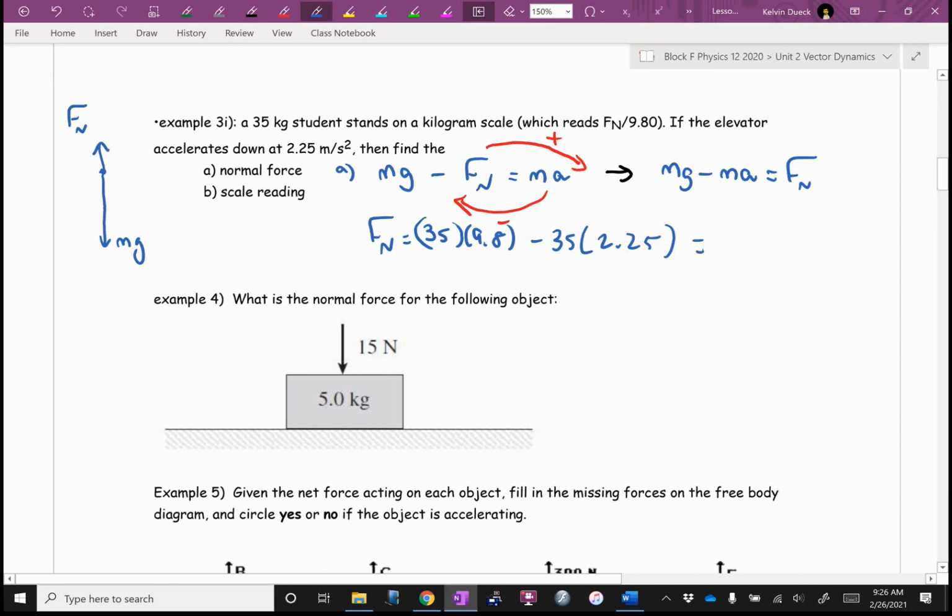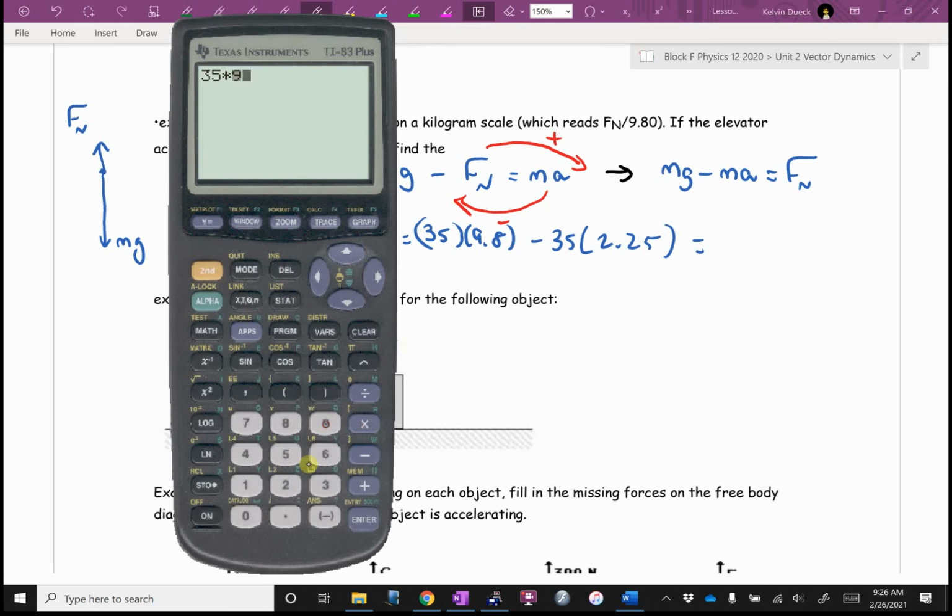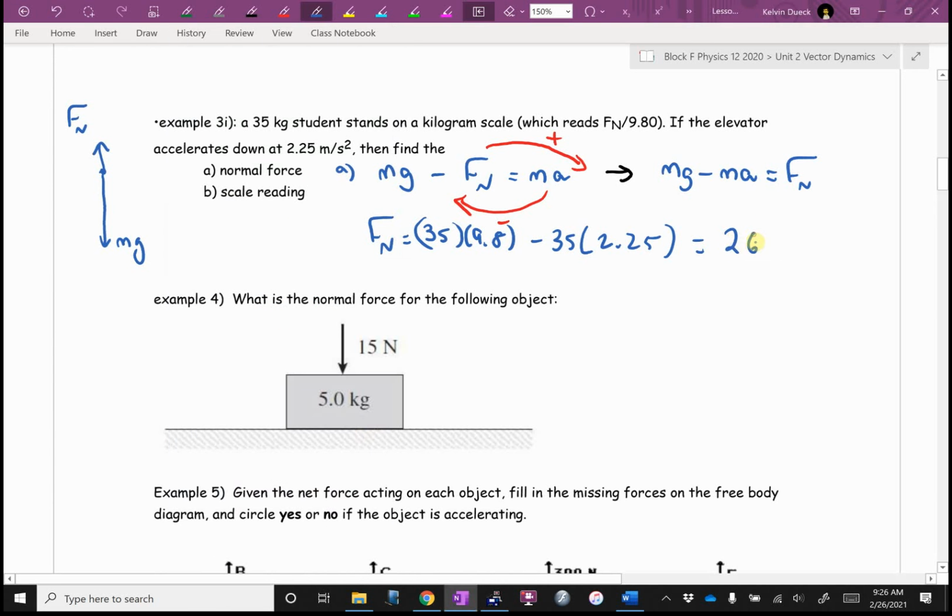In newtons, what's the normal force that this student is experiencing? I missed a times sign there. Y'all get 264.25? Okay. I'll just write 264 to 3 sig figs, but I'll store it on my calculator. B says, find the scale reading. If I know a force in newtons, how can I figure out what the equivalent mass in kilograms lifting would be?